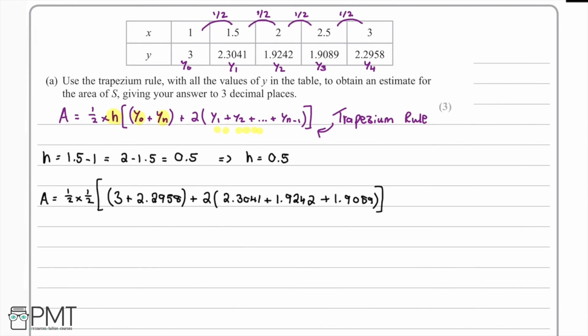And then we put all of this into the calculator and we get that the area is equal to 4.39255. So recalling the question, we're asked to do this to 3 decimal places. So we therefore conclude that the area of S is 4.393. And that answers to 3 decimal places.